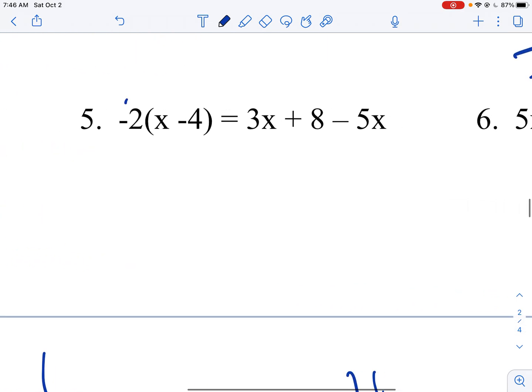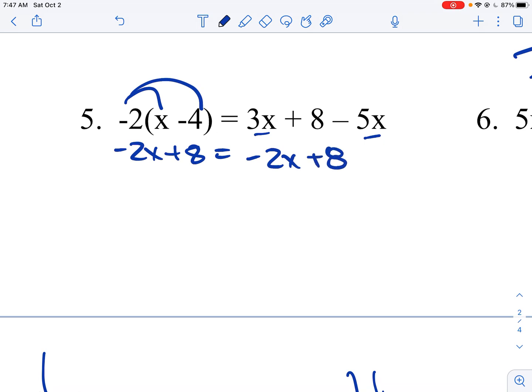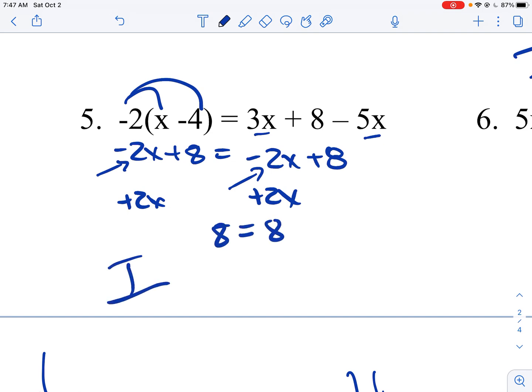I look at my next one. I have to do this distributive first, so negative 2x plus 8 equals, combine like terms, negative 2x plus 8. I look at my coefficients. They're exactly the same. So that means my answer is either going to be no solution or infinite solutions. I'm going to add 2x to both sides of the equal sign and get 8 equals 8. That is a true statement. So that means this is infinite solutions.